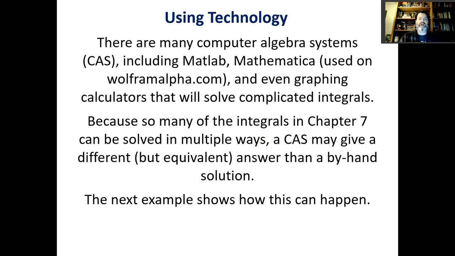All right, so let's talk about technology a little bit. So there's many computer algebra systems, including MATLAB, Mathematica, so that's what wolframalpha.com uses. Even graphing calculators that will solve complicated integrals. Because so many of the integrals in Chapter 7 can be solved in multiple ways, a CAS may give a different but equivalent answer than a by-hand solution. The next example shows how this can happen. So this is something you have to be aware of. If you're trying to look stuff up with a computer algebra system, you have to know if it's the same answer. So let's see what happens.